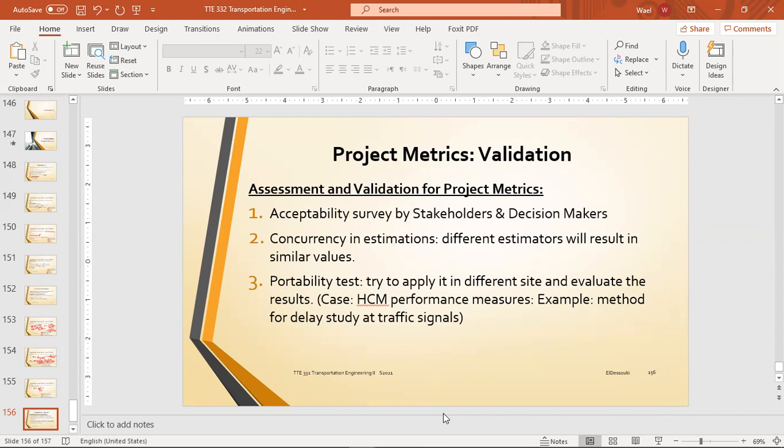How can we validate project metrics? How can we make an assessment and validation for project metrics? Can someone suggest how we can do that?